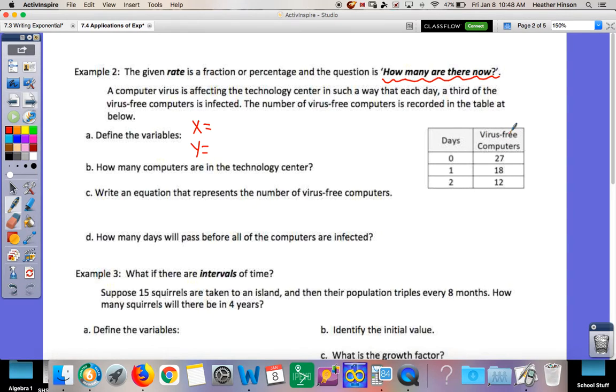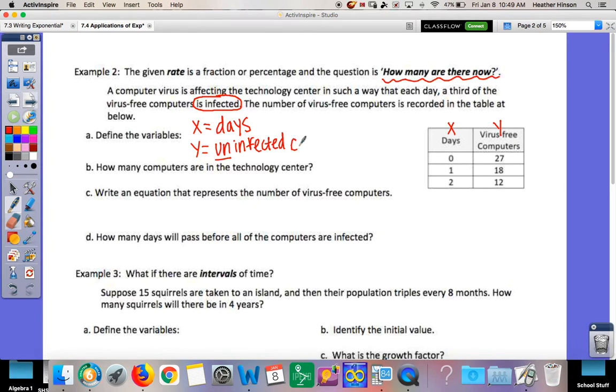Which one of those is X? Well, X is going to be your time, so your days. Okay, and then your Y, that's going to be your virus-free computers. I like to call this the uninfected computers because we already have computers in our problem that are infected. So that we know the difference between them, I'm going to call it uninfected instead of virus-free.